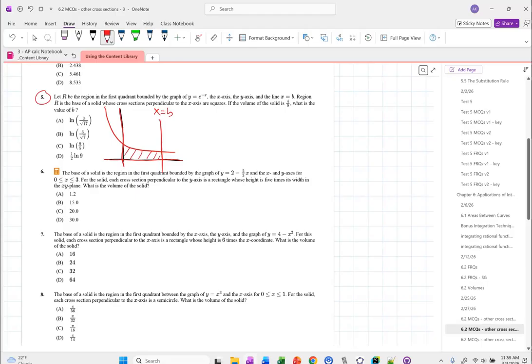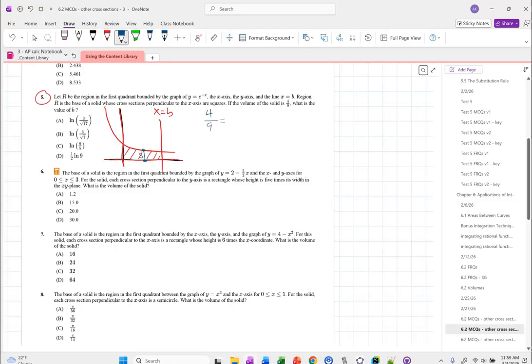So that's my base of my solid, right? Everybody's okay there? On the picture, it says that the solid, or the base of the solid, and that the cross section's perpendicular to the x-axis. So that would be like this. Are squares, so that's my side length. And we're told the volume is 4/9, and we want to solve for the value of b.